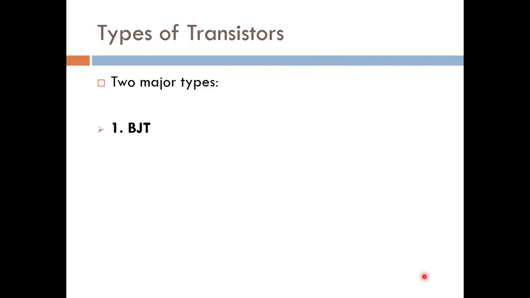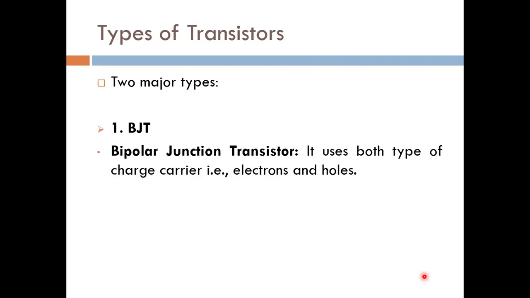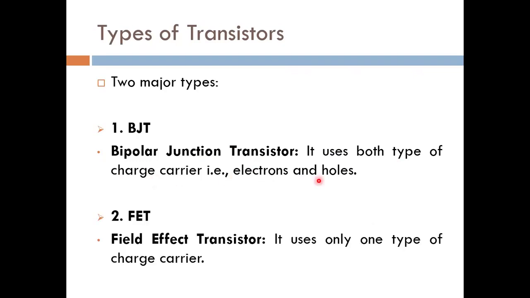So if we talk about the types, we have two types. The first one is BJT, which stands for bipolar junction transistor. And why is it called bipolar? Because it uses both types of charge carriers, that is electrons and holes. While FET, field effect transistor, uses only one type of charge carrier, that could be any one type, either electrons or holes.